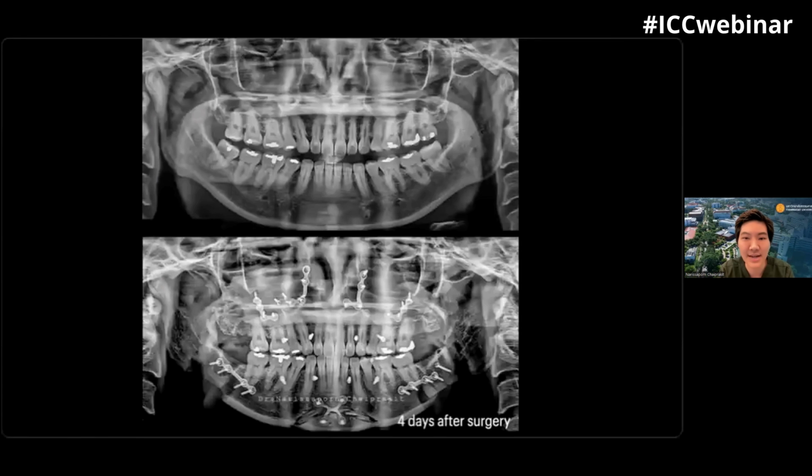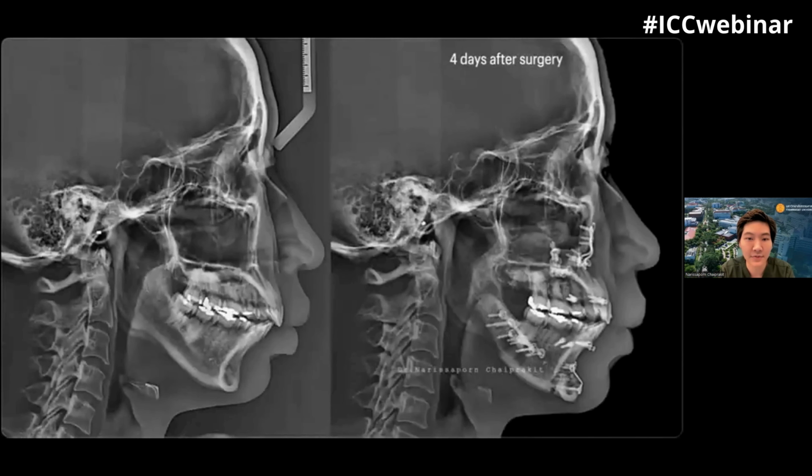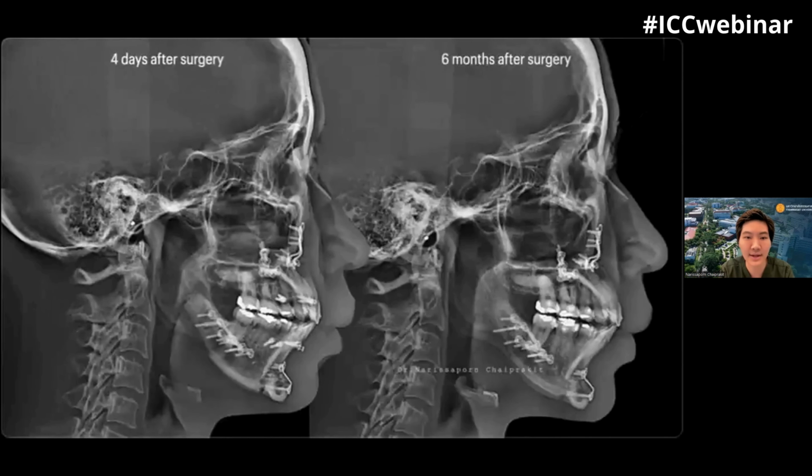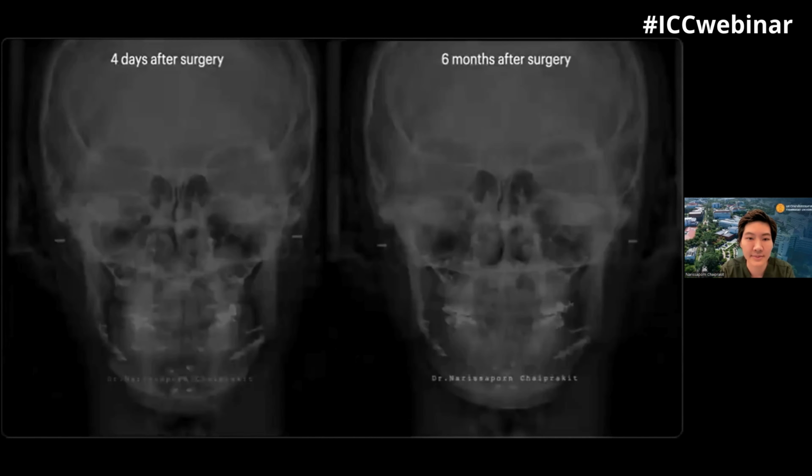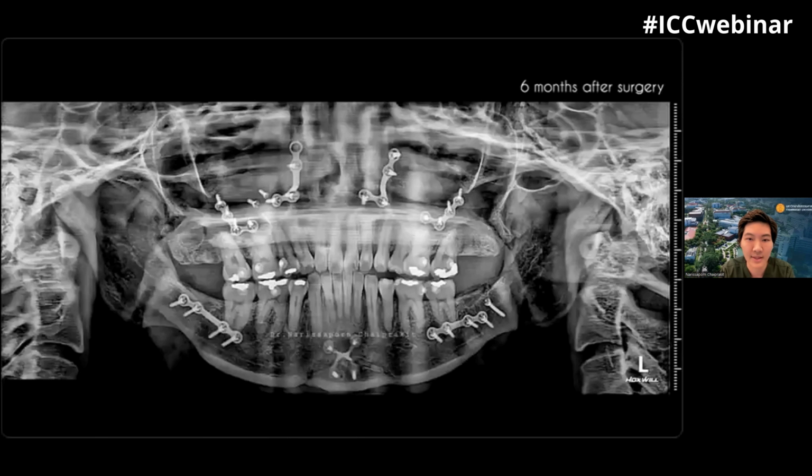I did the splitting after the third molar extraction, and there was no unwanted fracture. This is 4 days after surgery. And 6 months after surgery, we can still maintain the airway dimension and skeletal stability. This is a panoramic film showing normal bone healing.